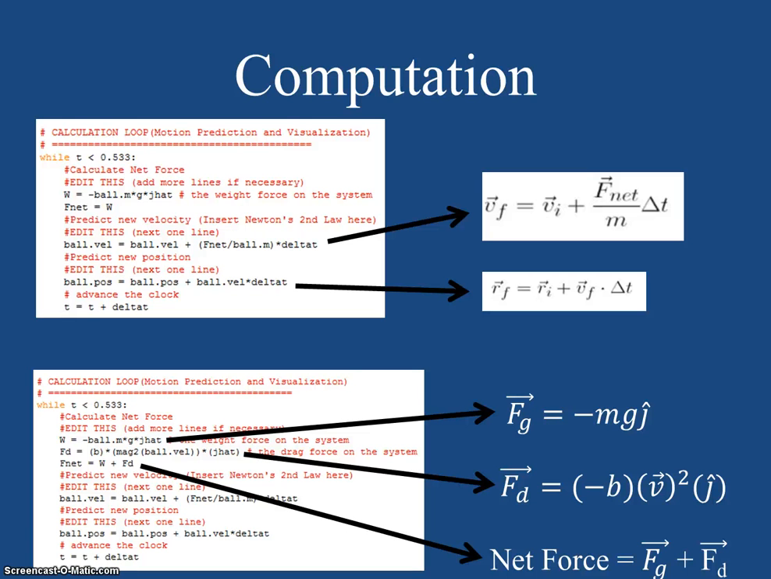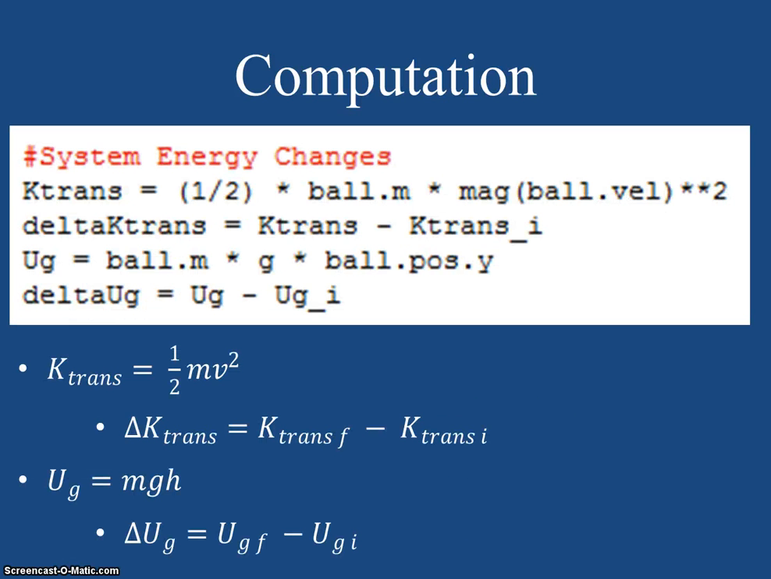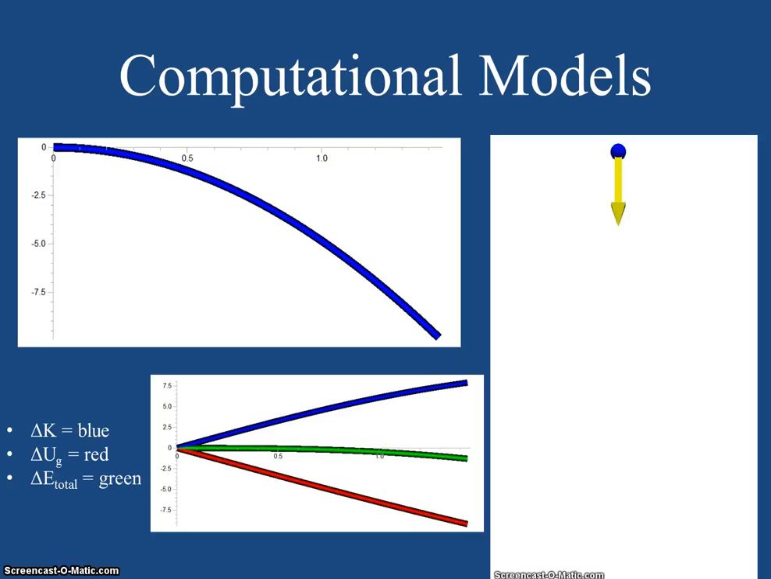This part of the code updates the velocity and position of the diver using net force. Net force is calculated using the sum of weight force and drag force. You can see where in the code the equations shown are translated. This next part of the code displays the equations of translational kinetic energy and gravitational potential energy. These are used in constructing the energy change graph that was shown earlier. When the code is run, these three models are constructed.